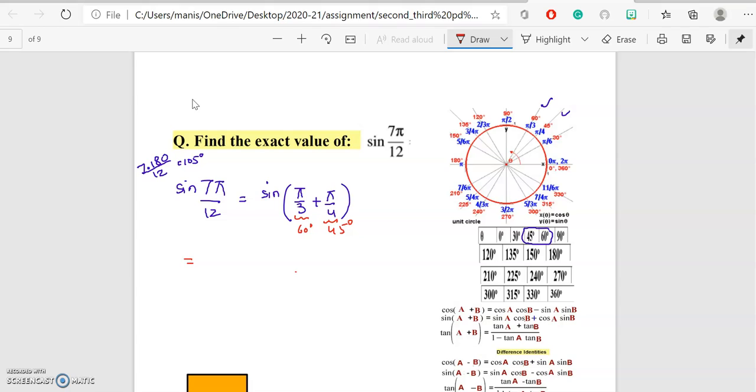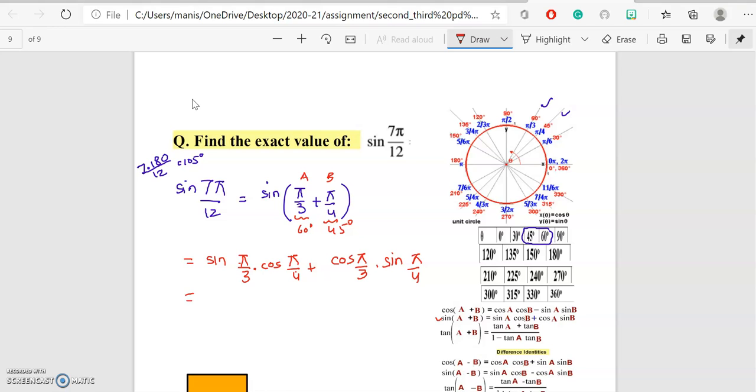Which formula? Sine a plus b. So sine a plus b is this formula over here. Let me plug in the values. This is my a and that's my b. Sine a is sine pi over 3, times cosine of b, which means cosine pi over 4, plus cosine of a, which means cosine pi over 3, times sine of b, sine pi over 4.